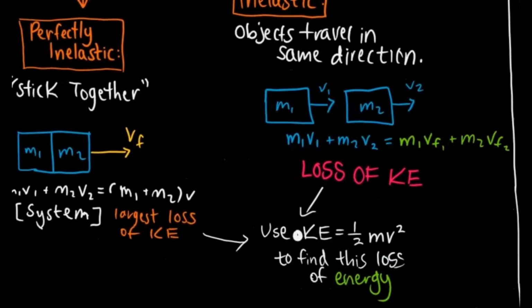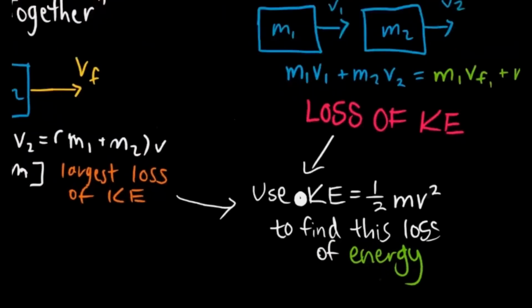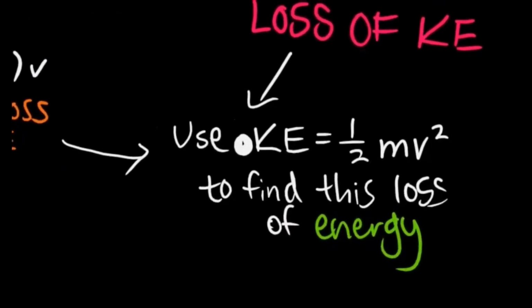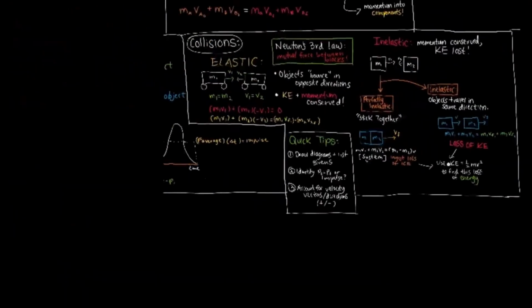So whenever you have a loss of kinetic energy and you're asked to calculate it, all you have to do is use kinetic energy equals 1/2 mv squared. You can see the variables of mass and velocity, which usually you will be able to solve if you're doing momentum equations. So you can use this to find the loss of energy.